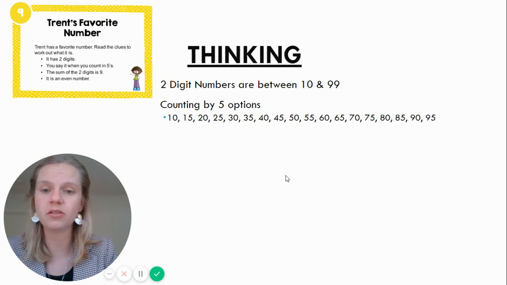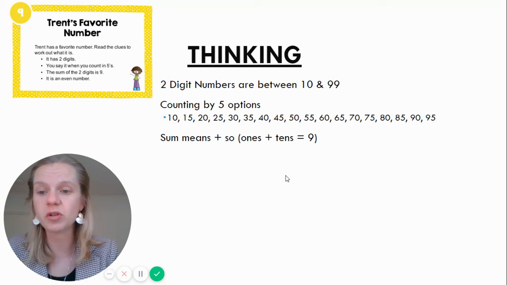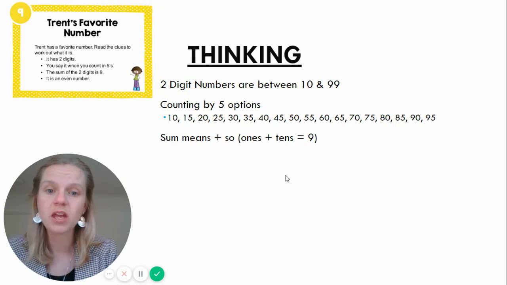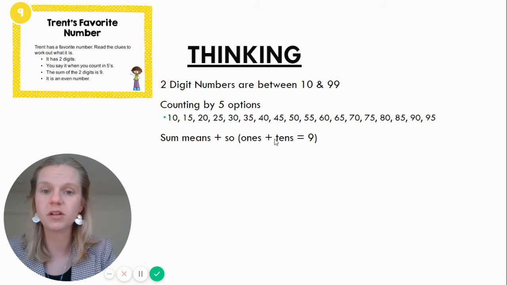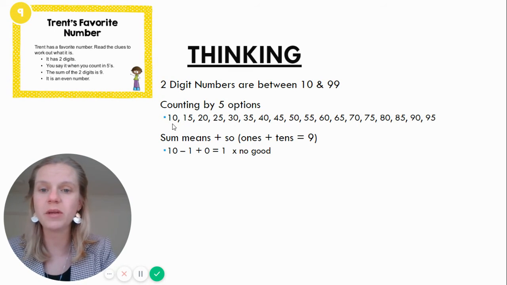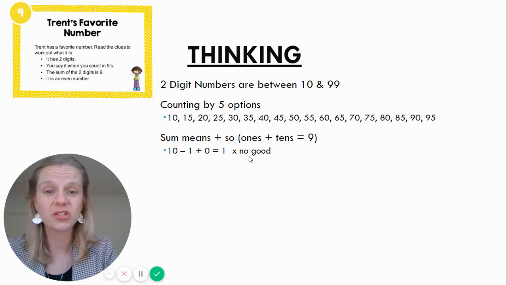Next, we move on to our third clue. Sum. So we've talked about that sum means plus. So therefore, we're adding our tens and our ones. And they have to equal 9. So let's have a try. If I pick this number here, 10, then I'm adding 1 plus 0. And 1 plus 0 is 1. So that's no good because I need it to equal 9.